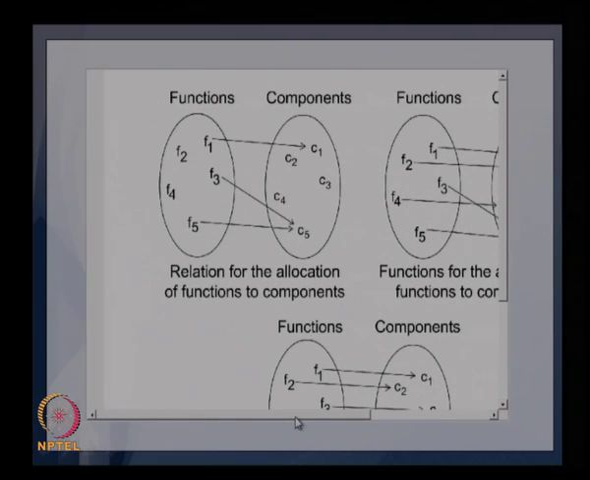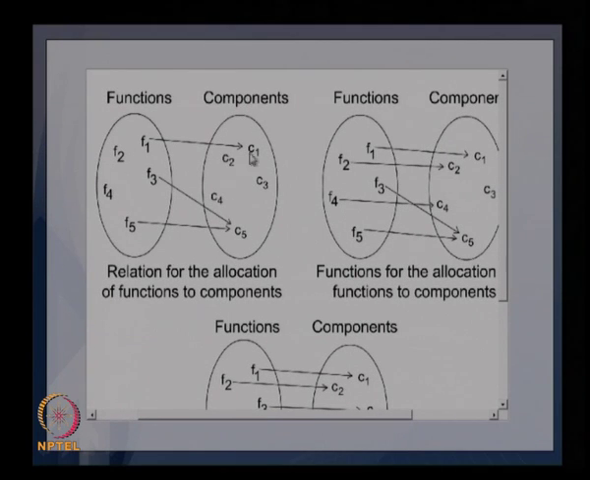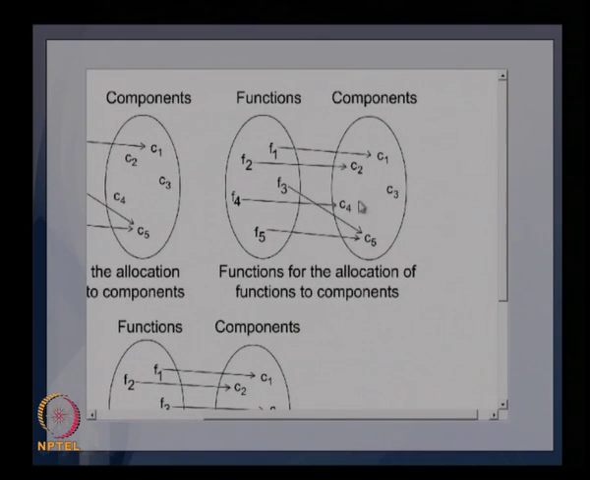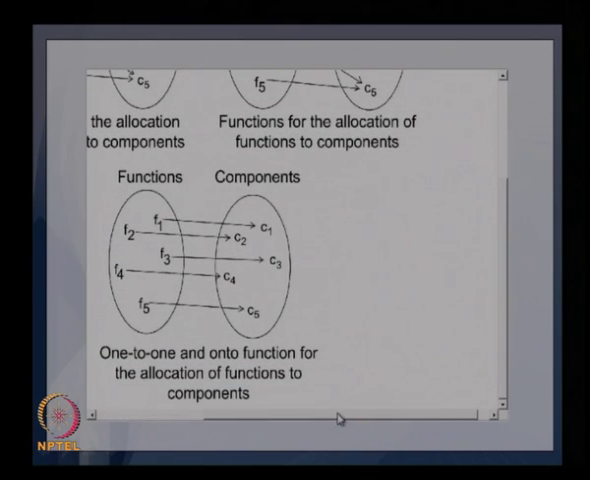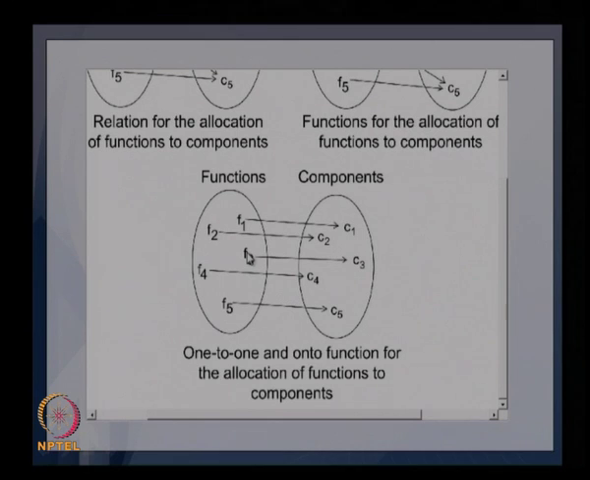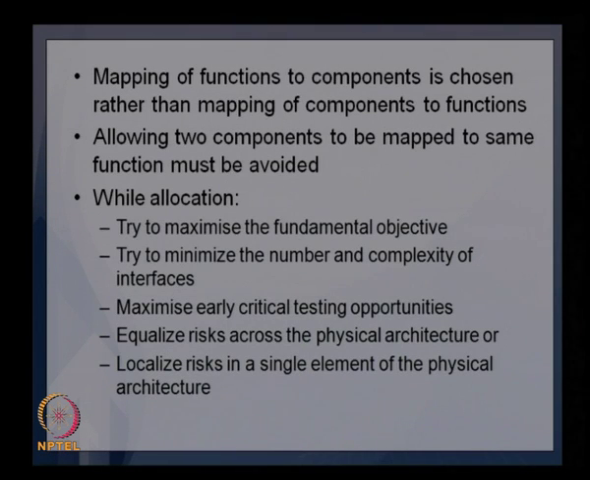Okay, this is actually another view of the same thing for better clarity. So, you can see here, this is the mathematical relation type allocation, and this is the mathematical functions for allocation, and the last one is one-to-one and on-to function for the allocation of functions to components. So, this is the most preferred method, where we allocate the functions on a one-to-one basis as well as on-to functions.